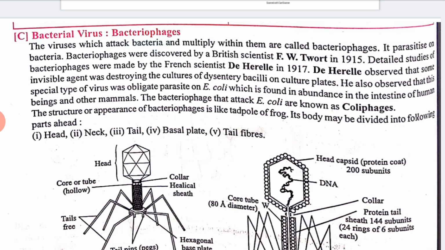Bacteriophages were discovered by the British scientist F.W. Twort in 1915. A detailed study of the bacteriophage was made by the French scientist D'Herelle in 1917. D'Herelle observed that some invisible agent was destroying the culture of dysentery bacillus on culture plates. He also observed that this is a special type of virus and an obligate parasite on E. coli, which is found in abundance in the intestine of human beings and other mammals.